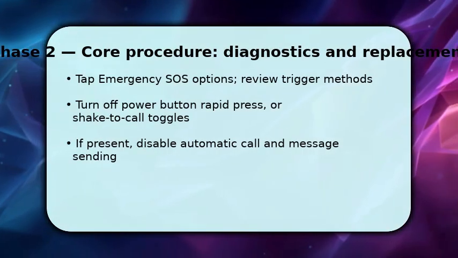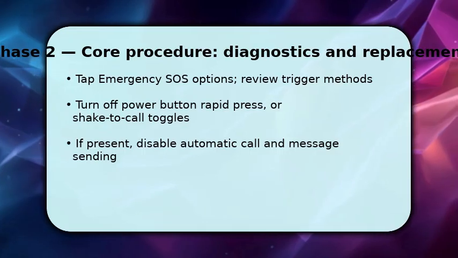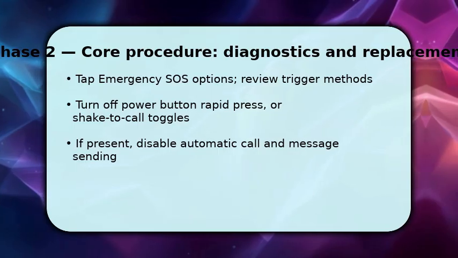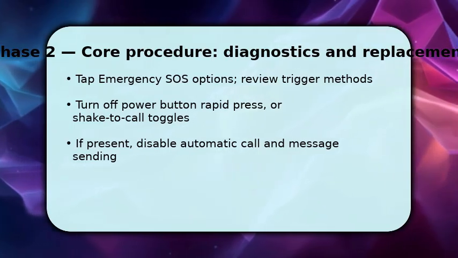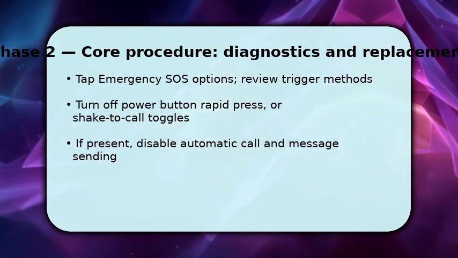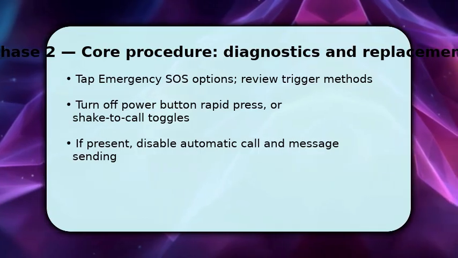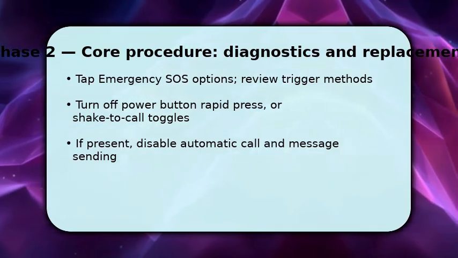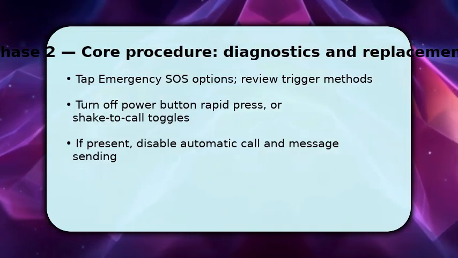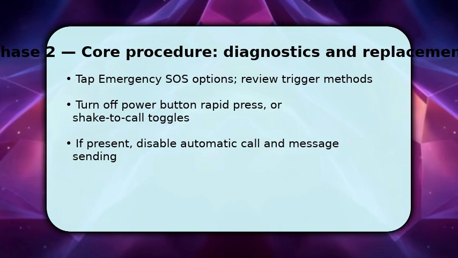Next, tap into Emergency SOS options and inspect how SOS is triggered because you must remove the activation paths. You want to toggle off rapid press of the power button, shake to call, or any gesture listed. Those are the usual culprits. Also, turn off automatic call and message sending so the system no longer dials or texts your contacts. Once done, make sure each toggle shows OFF. This stops unintended alerts while preserving your emergency contacts for manual use.